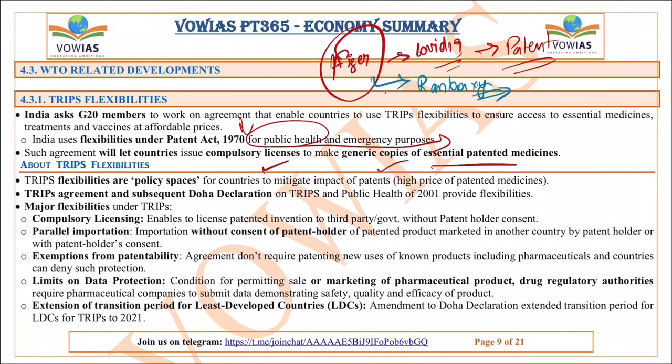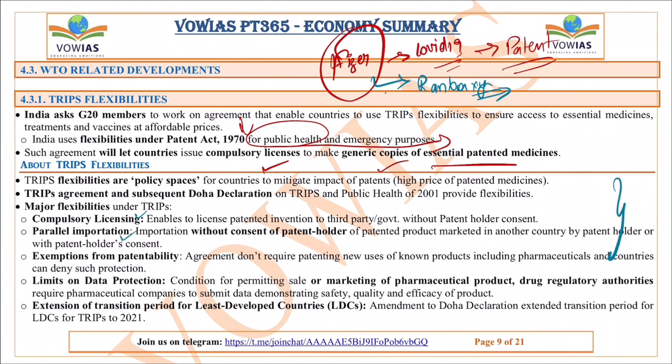Because of the public emergency, the government is telling Ranbaxy, take this compulsory license and do manufacture these medicines for us. This is the compulsory licensing concept. Okay. So now if you want to know some more about TRIPS flexibilities, I have just given here, just pause and go through it. See, compulsory licensing we have already discussed.